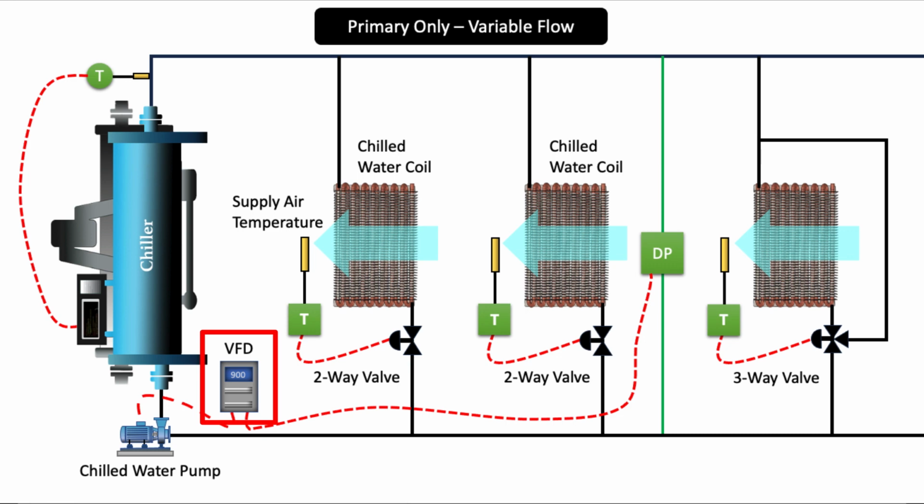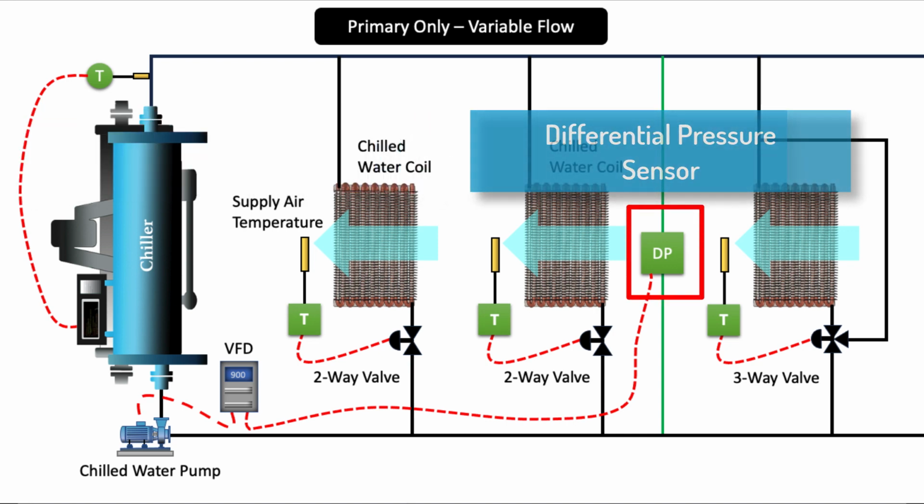the demand. VFDs on the primary pumps allow for the adjustment of the pump speed to match the varying cooling load. Lower pump speeds during periods of lower demand contribute to energy savings. The demand is determined by a differential pressure sensor installed at a remote location.